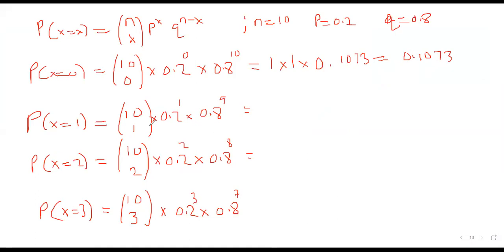Then let's go to the second term. It's 10 combination 1. Any number combination 1 is itself. Remember, 10 combination 1 is 10. 0.2 to the power 1 is 0.2. How about 0.8 to the power 9? What do we get? 0.1342.